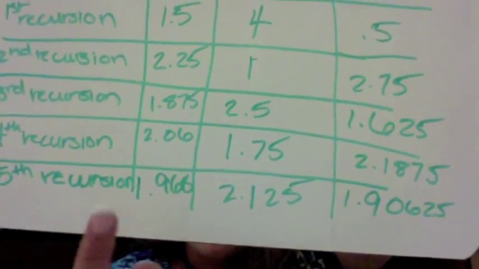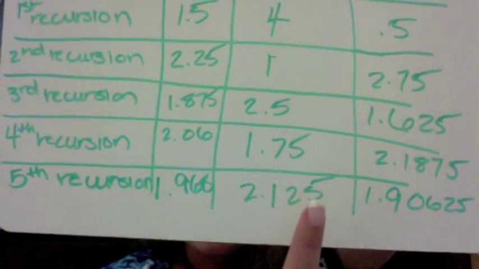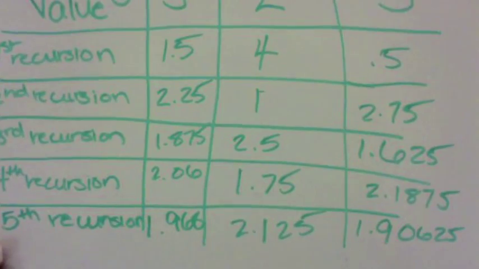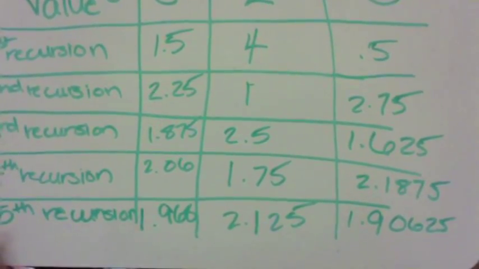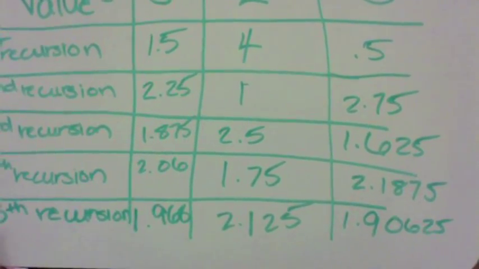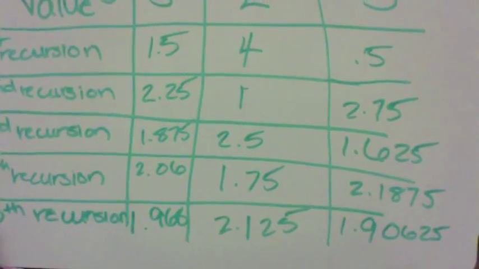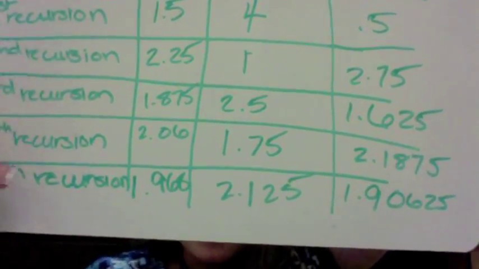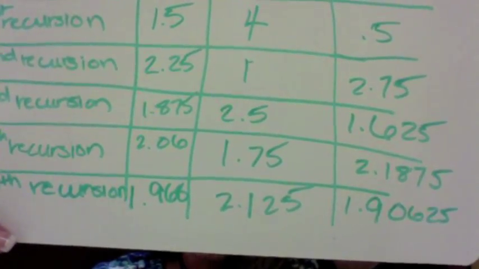And in fact, if you look, our ending fifth recursion is getting closer and closer to the very same number. Our attractor value for this recursion rule would be 2. This is also known as our fixed point, because what's happening is no matter what the starting value is, we end up getting closer and closer to the same answer. So the attractor value is 2.